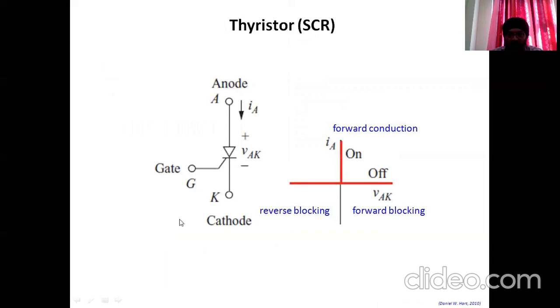Okay, so this is the symbol of SCR, a P-N junction like a diode, but a third terminal called gate is also connected to this symbol. Anode, cathode, and gate terminal.